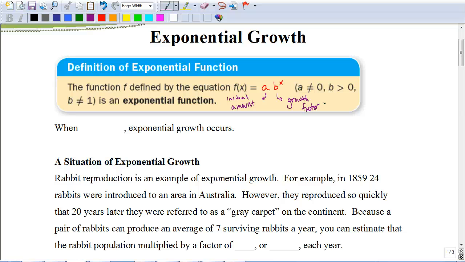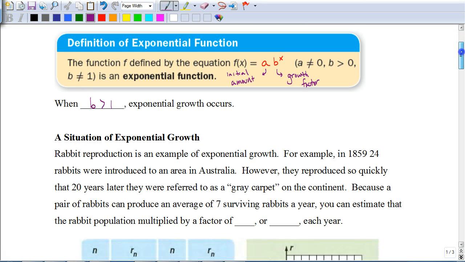Now, whenever that value for b is greater than 1, we're talking about exponential growth. If b is between 0 and 1, because remember it won't be less than 0, it'll always be greater than 0, so we have a decimal there, that's going to be an example of exponential decay, which is what we're going to talk about in the next video.